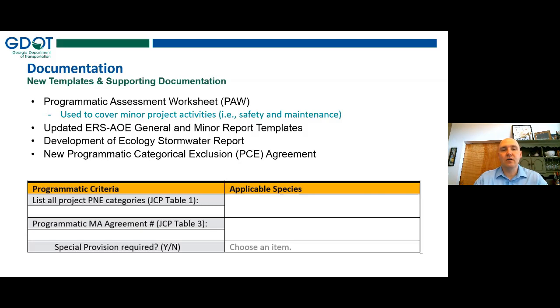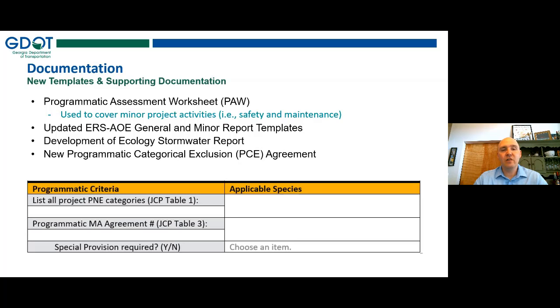But we have also updated our Ecology Resource Survey and Assessment of Effect Report, General and Minor Report templates. And the big change there is that we've added in a section on action area, so that we're not just assessing what the potential impacts are to the area within the environmental survey boundary, but also a mile outside of that environmental survey boundary in most cases, sometimes further than that, say in the example of a tall bridge down on the coast where we've got concerns about sea turtles. That light impact could extend much further. So that's a big change to that documentation.